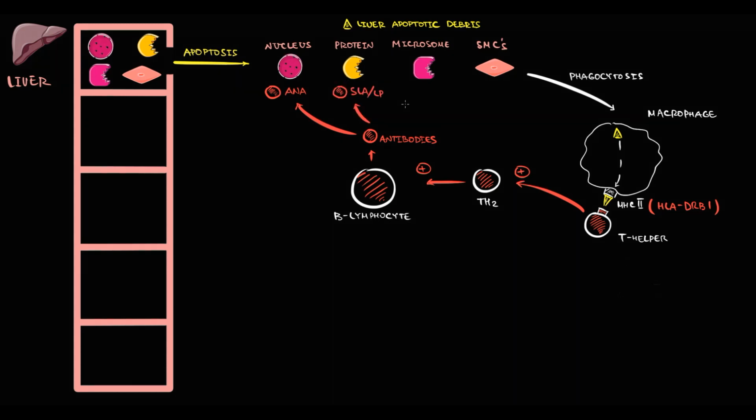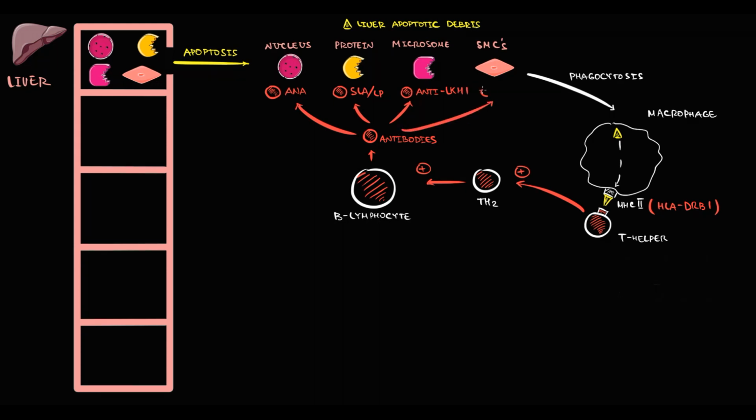Also, they produce antibodies against intracellular enzymes. We call them antibodies against soluble liver antigen liver pancreas. B cells can produce antibodies against liver microsomes. We call them liver kidney microsome type 1 antibodies. And also, B cells produce antibodies against liver smooth muscle cells. We call them anti-smooth muscle cells antibodies. Antibodies cause severe direct injury to liver tissue that results in destruction of hepatocytes.